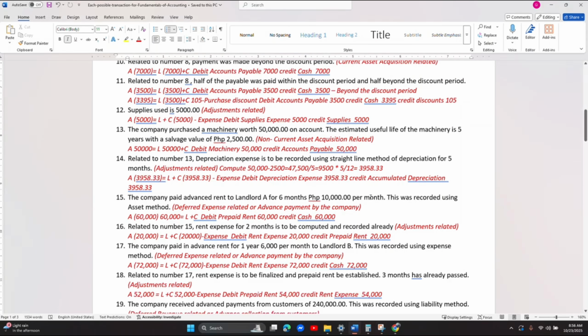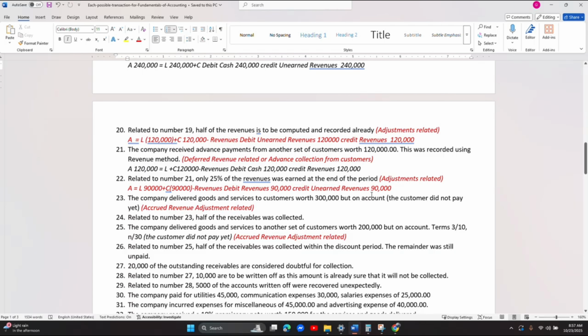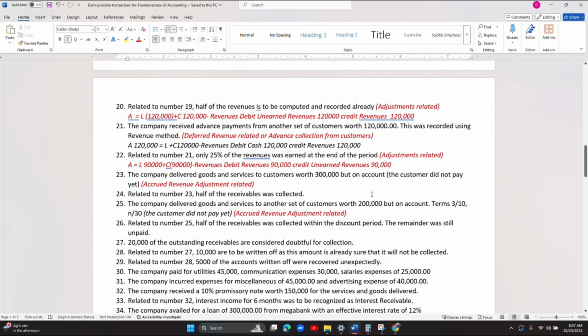So welcome back. We are in part 3 already of all the possible transactions that might be given in the fundamentals of accounting subject. In the past two videos, we have the transaction, and then we analyze the transaction, what would be the effect on the accounting equation A = L + C. And after the transaction analysis, we are making journal entries. Now we are on number 23.